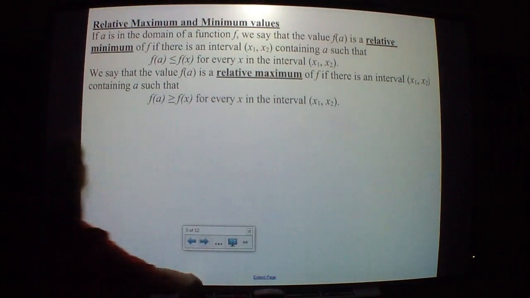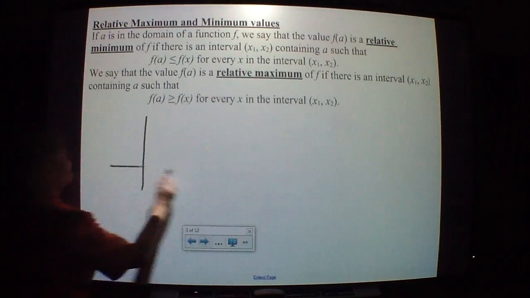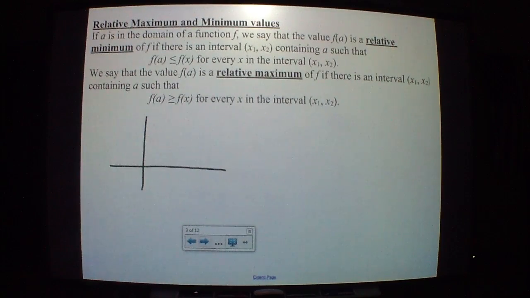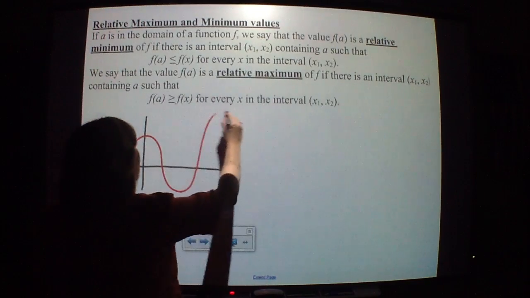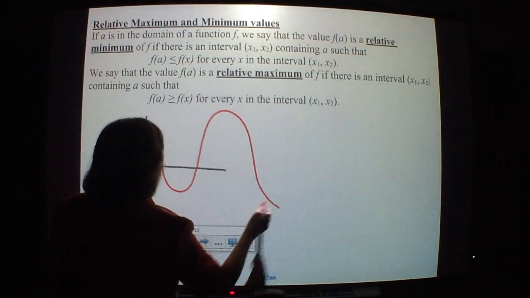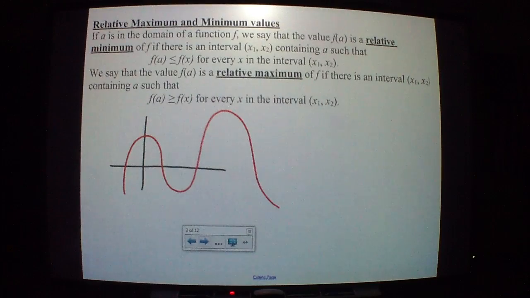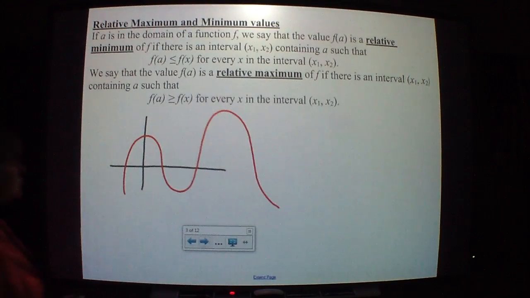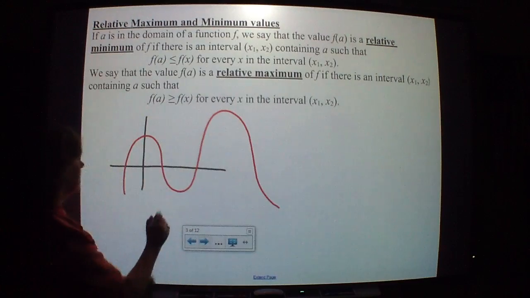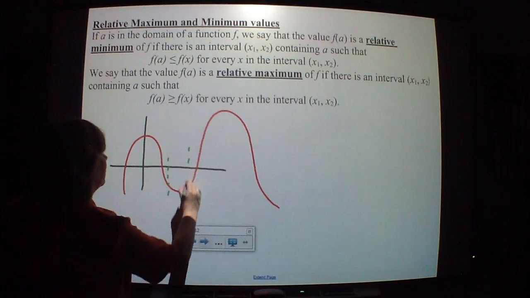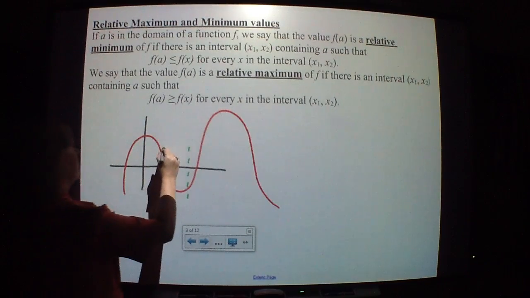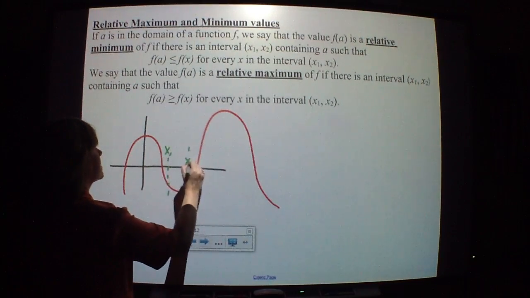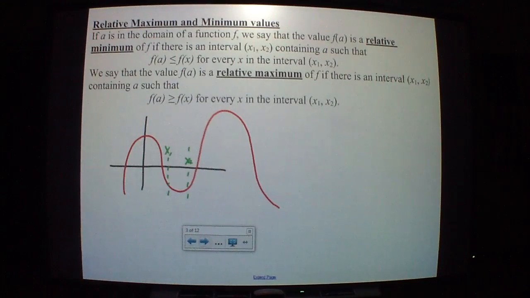So, let me show you what I'm talking about. I have an x and a y graph right there. And I have some graph that might look like, I don't know, how about this? There's my graph. Okay? So that's what the graph looks like. Relative minimum. What they're saying is if I go between some interval, x sub 1, here's x sub 1, here's x sub 2. Okay?